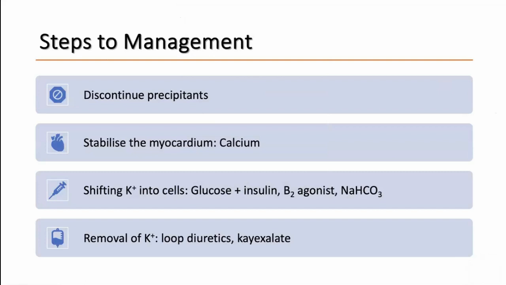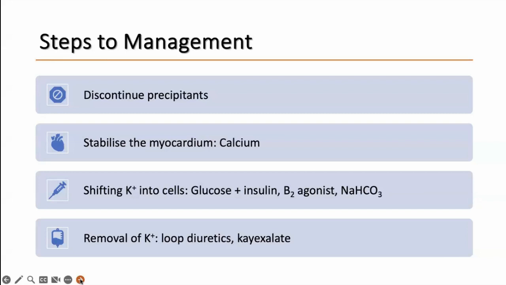The third is to shift your potassium. So there's lots of different methods. We can use glucose and insulin, a beta-2 agonist, and even sodium bicarb. And then the last and final is to remove the excess potassium. So that can be with loop diuretics or K-oxalate.